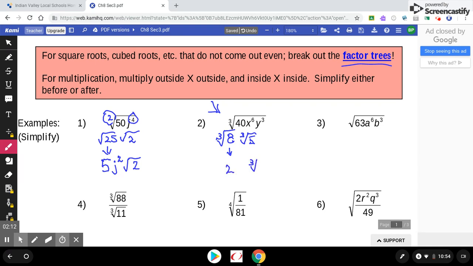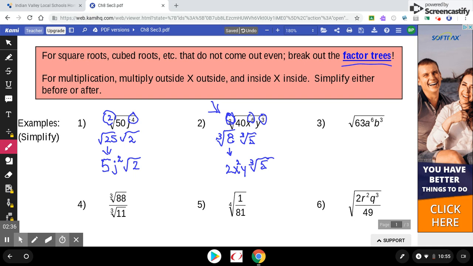Cubed root of 5 has no factor tree. He's done. So really, if you have those square roots and cube roots memorized, these are not that bad. So the trick for the variables, how many times is 3 going into 6? Twice. How many times is 3 going into 3? Once. And I got it.